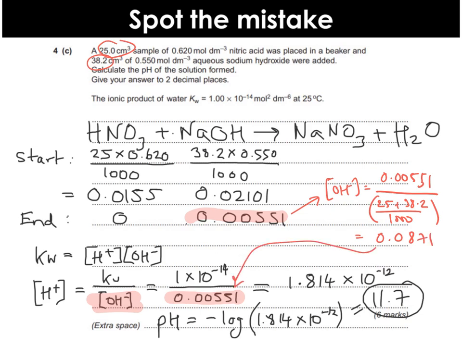And if I do that, this instead gives me, if I do 1 times 10 to the minus 14 divided by that, that gives me 1.15 times 10 to the minus 13. And then if I then minus log that number, that gives me a pH of 12.94. So that is the answer they should have got.